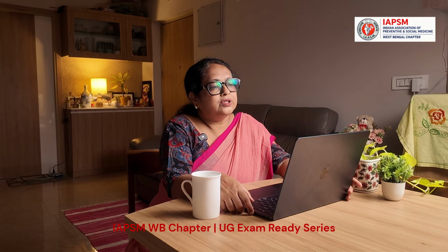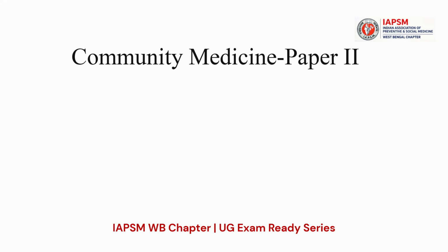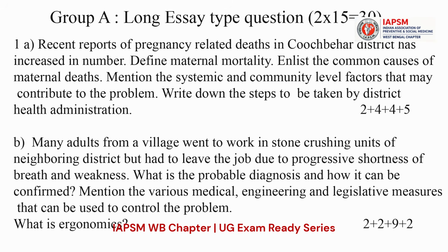So, let us go to community medicine paper 2. Similarly, we have group A long essay type questions of 15 marks each. In the first question, recent reports of pregnancy related deaths are reported in Cooch Behar district in increased number. Define maternal mortality, enlist the common causes of maternal deaths, mention the systemic and community level factors that may contribute to the problem. Write down the steps to be taken by district health administration.